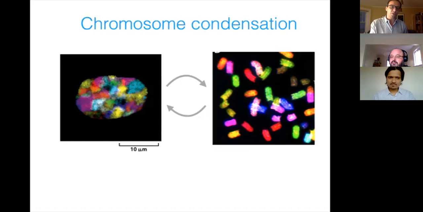So each chromosome occupies some chromosomal territory, like in my introductory slide, basically as some sort of a wire. And then when the cell is about to divide, it compacts its chromosomes into very tightly packed, elongated objects, and I'll talk more about this.